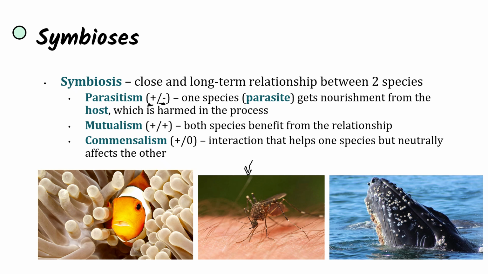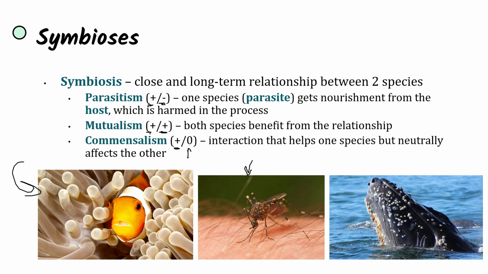There's mutualism, where both species benefit from the relationship. It's positive for both. We often talk about clownfish and anemones, where clownfish find shelter and protection within the stinging tentacles of the anemone, while the anemone benefits from the clownfish's presence by being cleaned of parasites and also attracting prey.